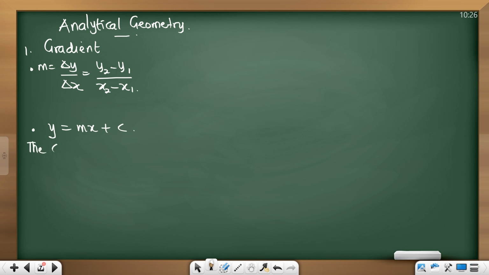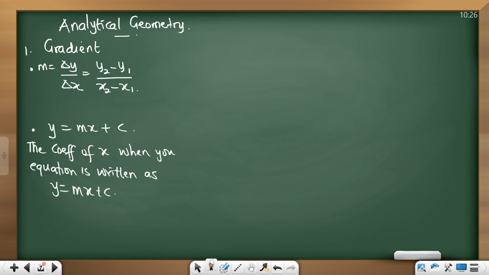So it is the coefficient of x when your equation is written as y equals Mx plus c.